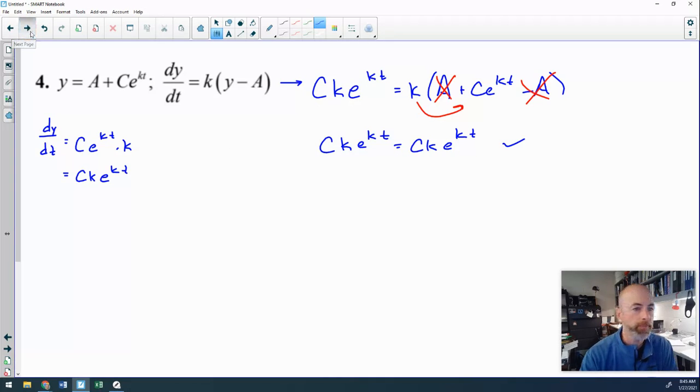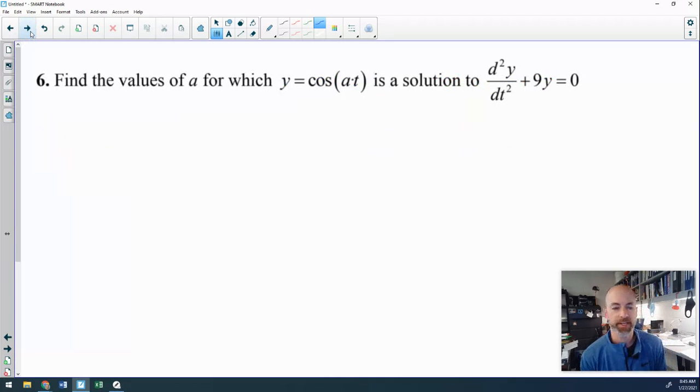We have one more. I'm jumping to number 6 on that sheet that I gave you earlier. Find all the values of a that make this a solution to that differential equation. Now, the structure of this is very similar to the second example we did, where it was like sine of 2x was your function. So I have y, which will go in place of y. I need the second derivative. So my first derivative, dy dt, is going to be negative sine at times a. So negative a sine at.